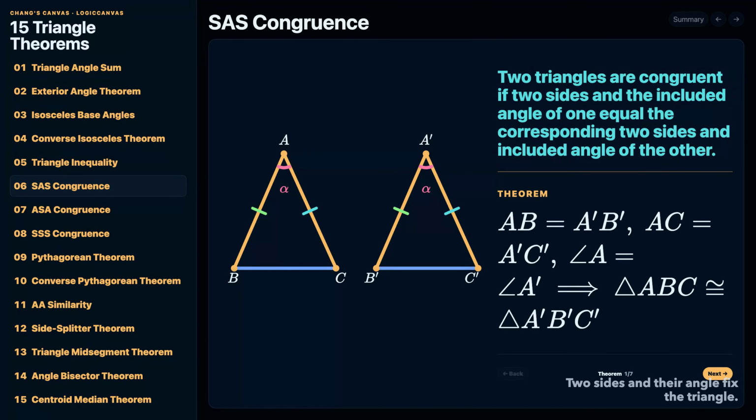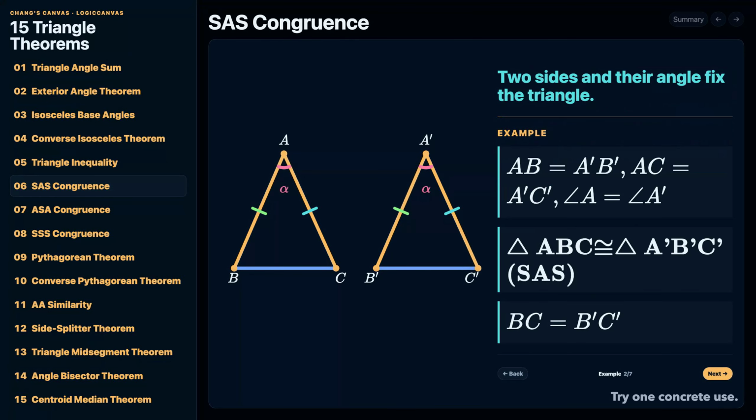If two corresponding sides and the angle included between them match, then triangle ABC is congruent to triangle A'B'C'. The two marked side pairs match, and alpha is the included angle in both triangles. Side-angle-side, or SAS, makes the triangles congruent, so side BC equals its corresponding side B'C'.